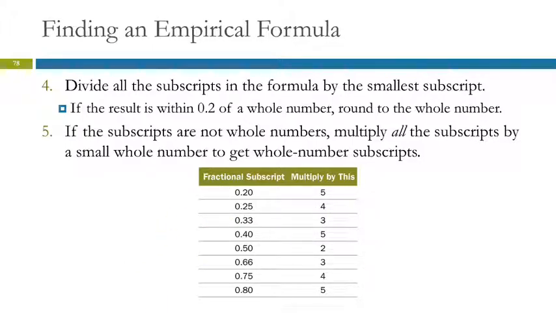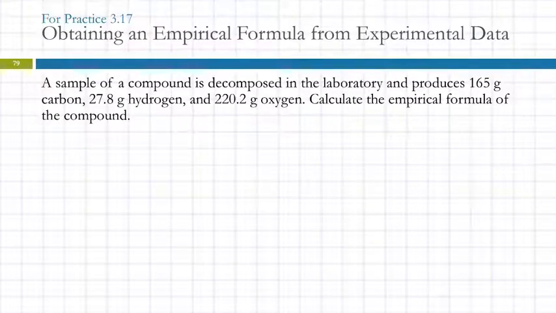So you could refer to this table, you could recognize decimal equivalents of fractions, or the trial and error method actually works pretty well here as well. If you don't have whole numbers, multiply by 2, see what you get. If that doesn't work, multiply by 3, then by 4. Usually you don't have to go any further than that. So let's do an example.